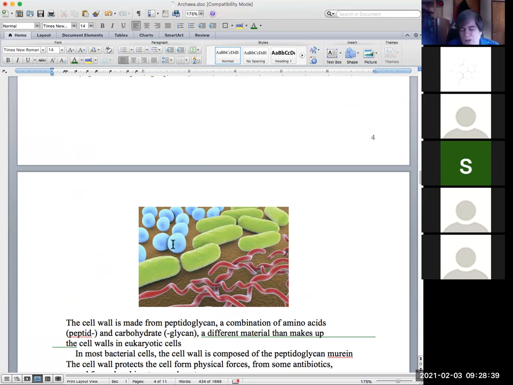Coccus cells are spherical. Now, keep in mind, these cells might look round, but really they're spherical because although they are very small, they're three-dimensional. So we don't really just want to say they're circular.